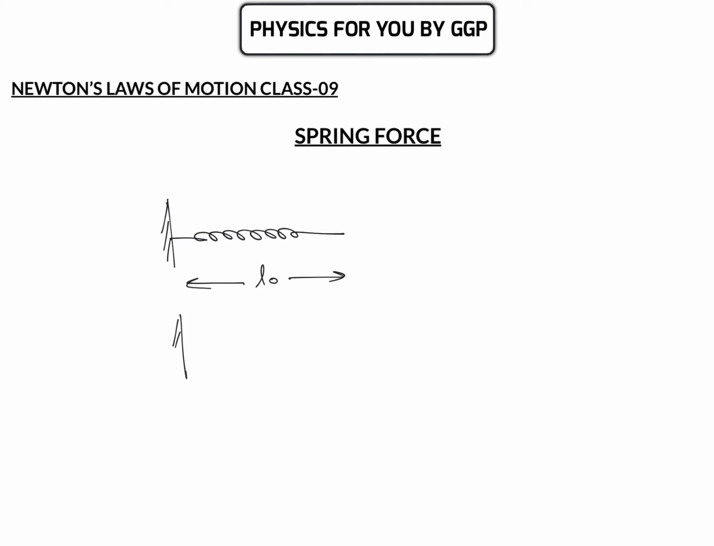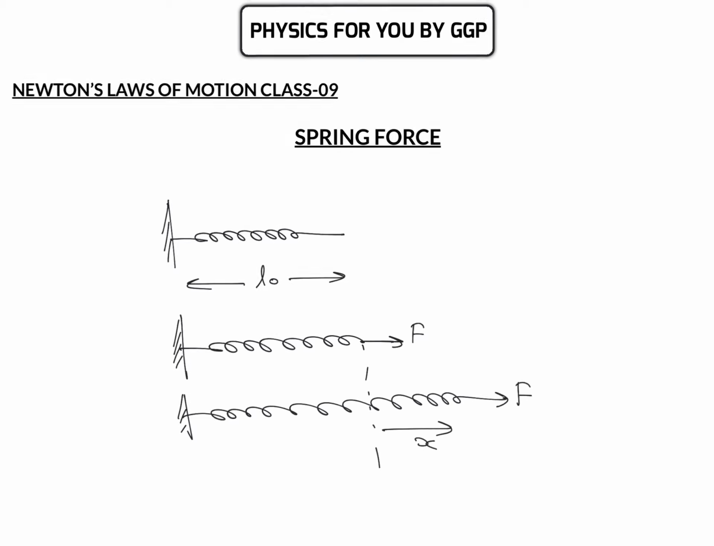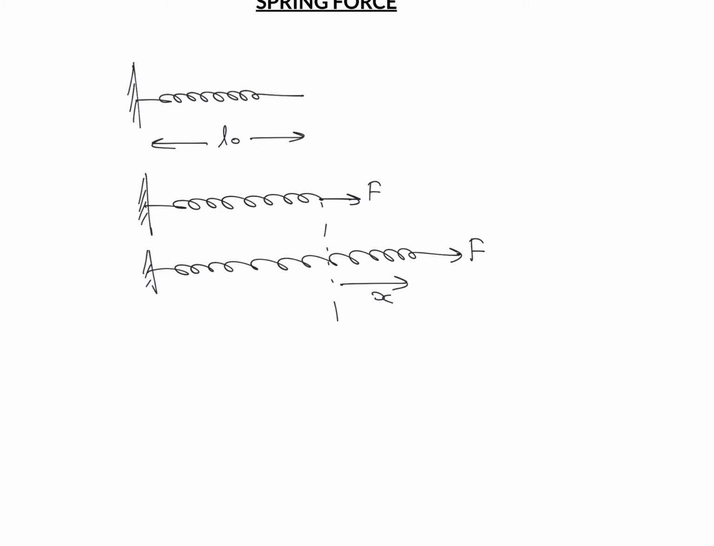Now if you are exerting some force on the spring towards right, then the spring will get extended. Let's say the spring is getting extended by some distance, represented by x with respect to its natural length. Then there will be some force exerted by the spring in a direction opposite to the direction of applied force. This force we call a restoring force.